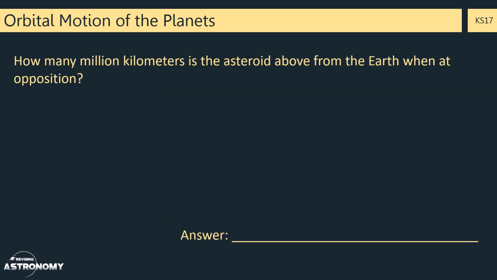And finally, how many kilometers is the asteroid from the Earth when at opposition? So it was 1.7 astronomical units, and we need to convert this into kilometers. So we need to know our conversion. So we know that 1 astronomical unit is the same as 1.5 times 10 to the 8 kilometers. What do we need to do to get from 1 to 1.7? We obviously need to multiply by 1.7. So we will do the same to this side. And if we work that out, we get 2.55 times 10 to the 8 kilometers.